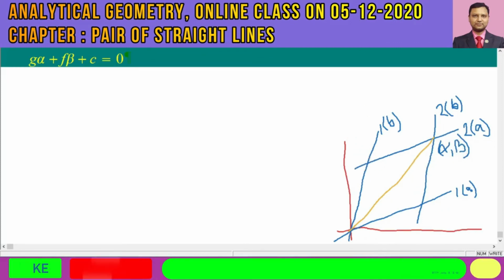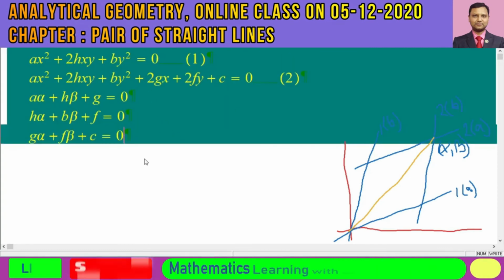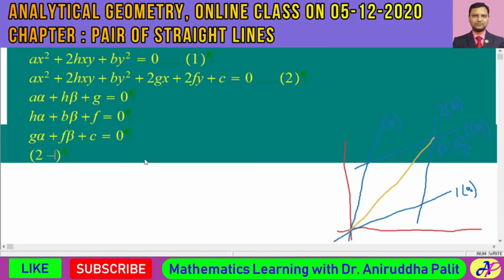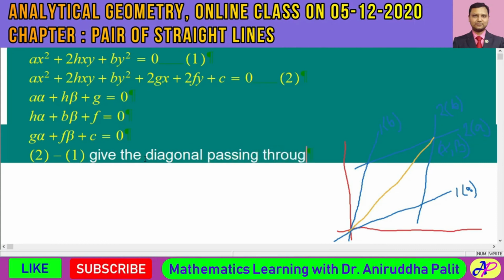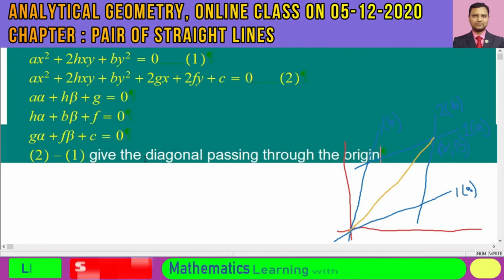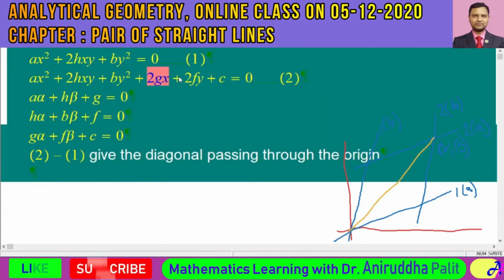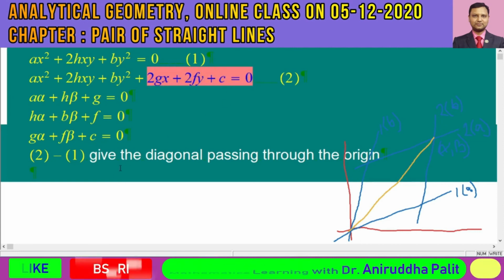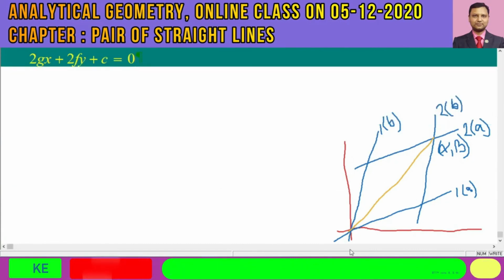And what would be the equation of the diagonal? The equation of the diagonal would be this one, equation number 2 minus equation number 1. Equation number 2 minus equation number 1 gives the diagonal not passing through the origin. That is actually the equation, this one, gx plus fy plus c is equal to 0. We can all prove this result.